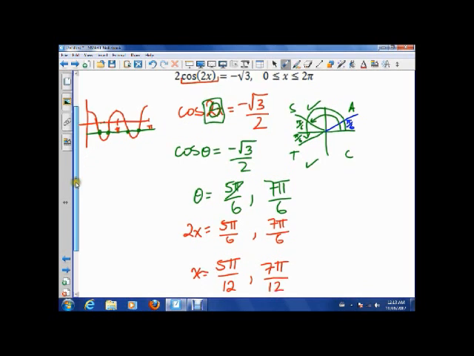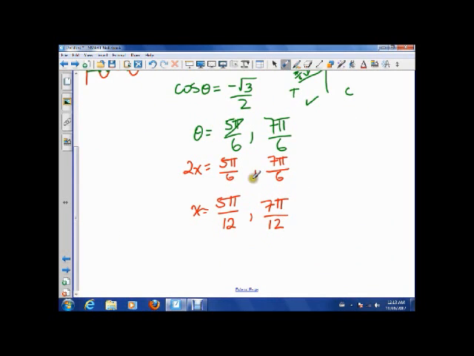Okay, so we are actually going to have 2 more answers, and our 2 answers are going to come from the fact that we are going to add pi onto both of these because it's going to be one cycle later. Okay, so that means that this is going to be 5 pi plus pi, which is going to be 17 pi over 12, and this is 7 pi plus pi, which is going to be 19 pi over 12.